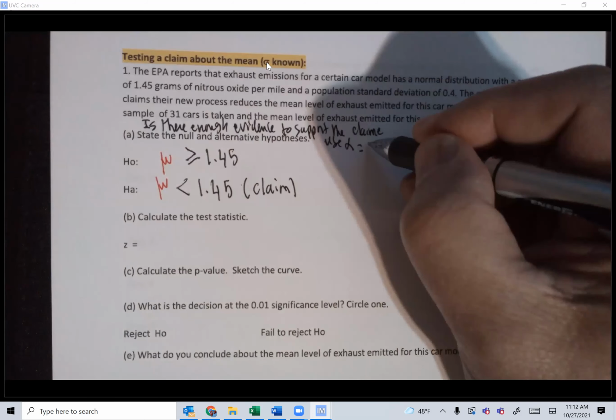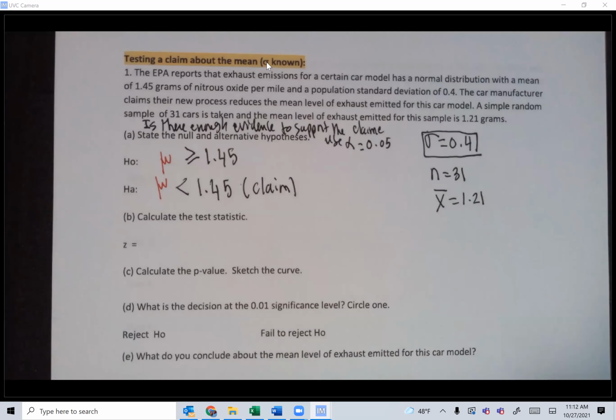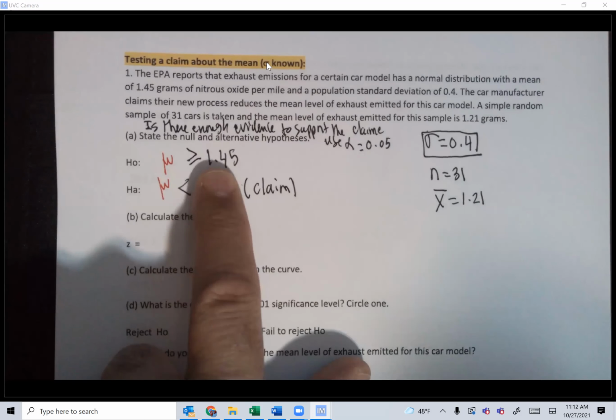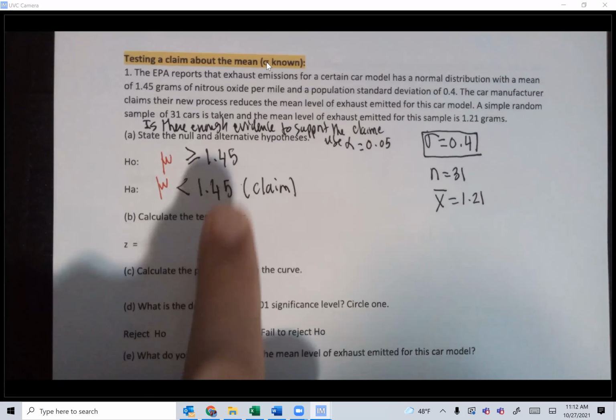So the first step, guys, is to state the null and the alternative hypothesis. Sometimes it is obvious how to state the null and the alternative hypothesis. Other times you just have to think a little bit. It says reduces. Reduces, guys, means less than. So less than 1.45, that's where the claim is. And the null hypothesis will be greater than or equal to 1.45. This is called step one.